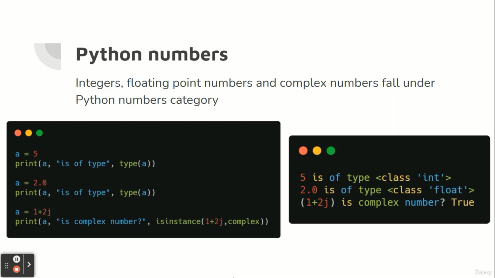Integers can be of any length. It's only limited by the available memory. A floating point number is accurate up to 15 decimal places. Integers and floating points are separated by decimal points. 1 is an integer, 1.0 is a floating point number. Complex numbers are written in the form x plus yj, where x is the real part and y is the imaginary part. You can read details about complex numbers separately.